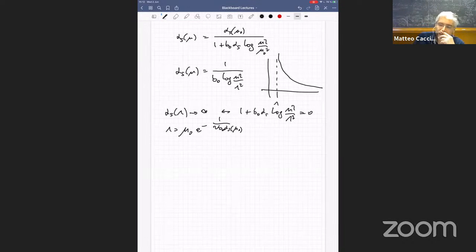So the reason why this is useful is because lambda essentially is where perturbation theory breaks down. And of course, it breaks down in a very dramatic fashion. The coupling diverges. So not only is it larger than 1, where 1 could be somewhere here.